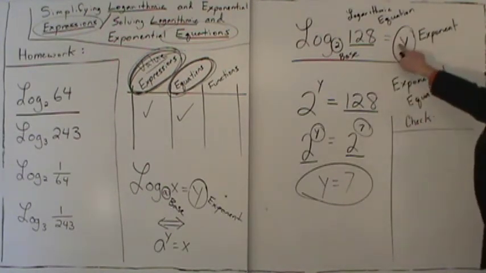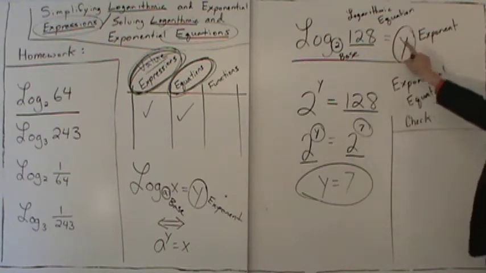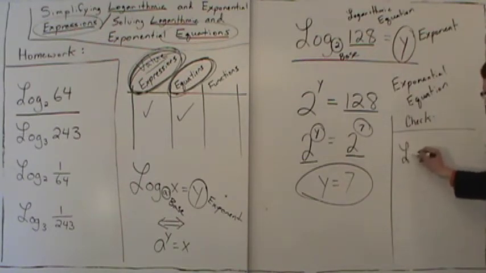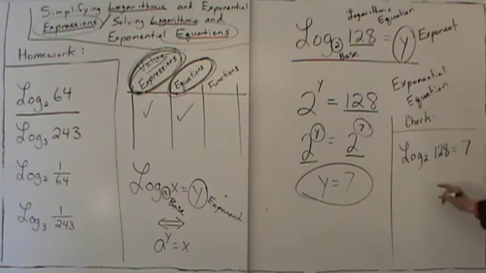Now notice equals y is written here, so we're going to put the 7 back in for y. I want you to write log base 2 of 128 is equal to, instead of y, let's check and see if this is equal to 7. Now, circle the 2, 2 is the base. Circle the 7, 7 is your exponent. And let's check our answer.